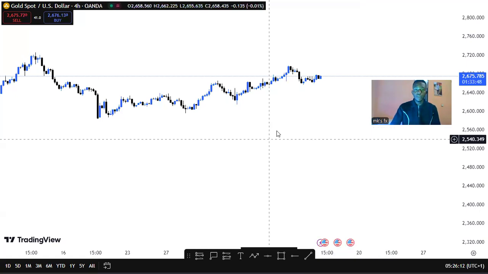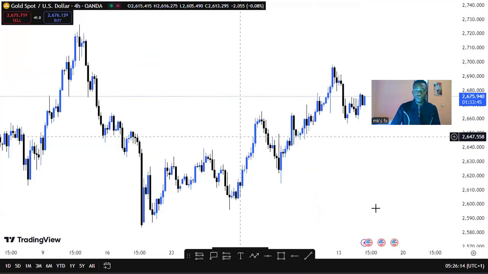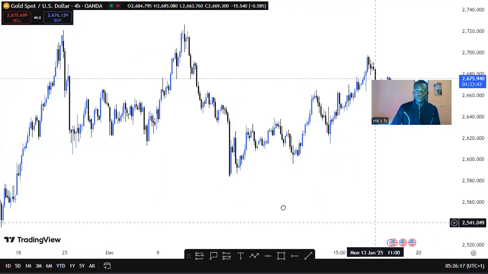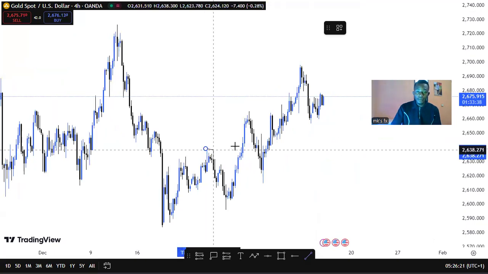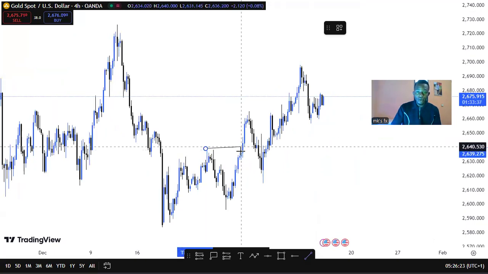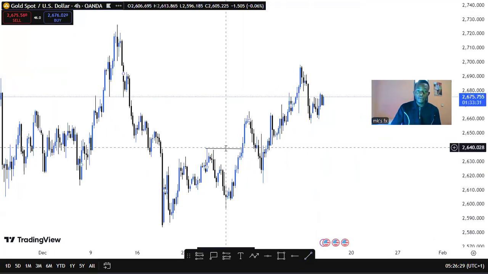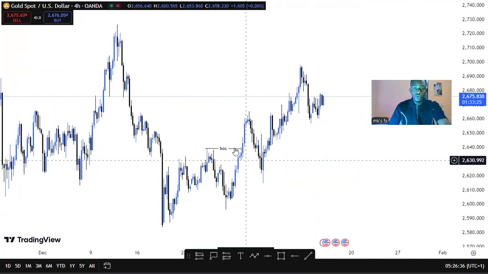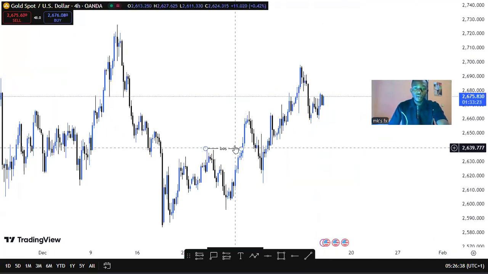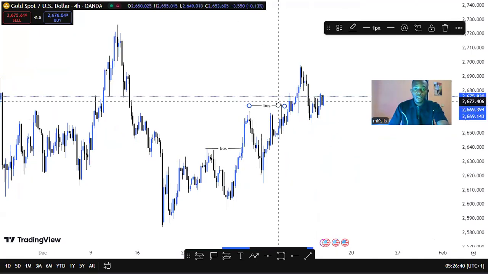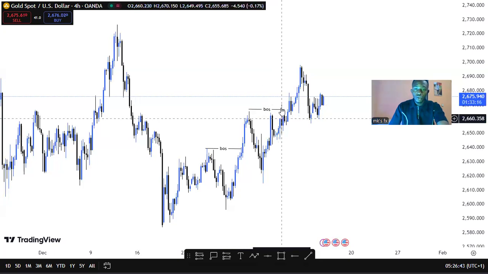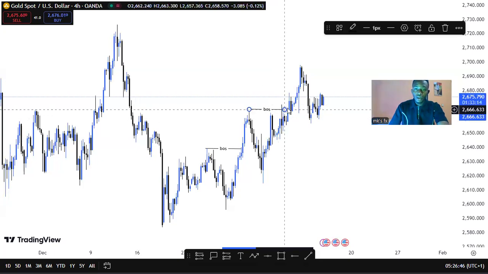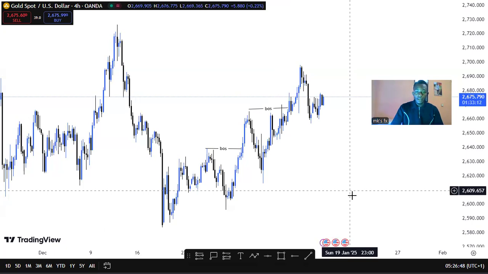If you go to the 4-hour time frame, let us mark out the 4-hour time frame structure. You can see that the 4-hour time frame is giving us a series of higher highs and higher lows, break of structures to the upside. Let me label it. You can see we have that break of structure to the upside. We have another break of structure. So these are the two break of structures we have to the upside on gold.